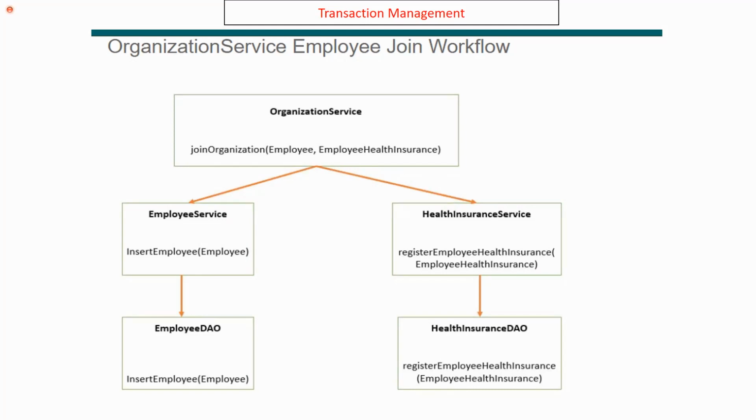Whatever org service does, those changes, whatever employee service does, those changes, whatever insurance service does, those changes, all will be collected in a central memory. And if any failure happens, everything will be rolled back. If all are successful, everything will be successful. Only one transaction object will be created, right?